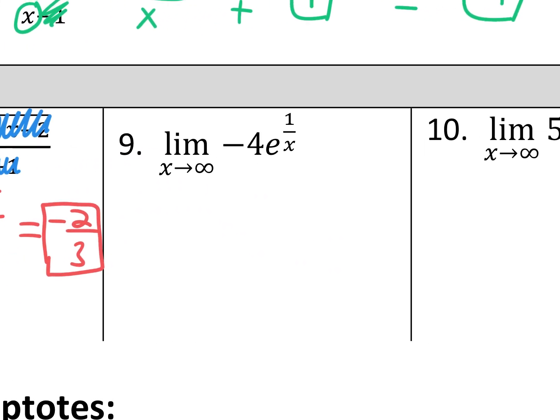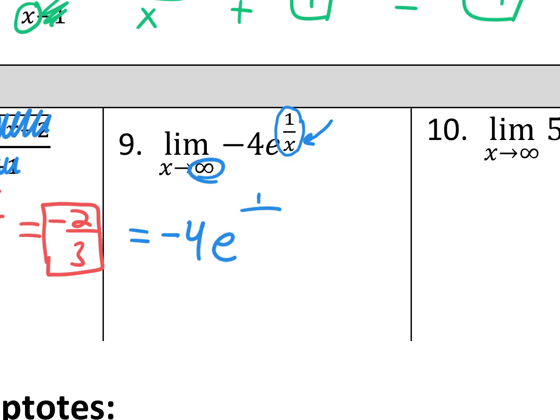All right. Let's look at what happens in number 9. There's nothing super special about this one. This is just a normal as x approaches infinity. But where is x here? Okay, it's in the exponent of e. More specifically, it's in the denominator, right? So this is going to be the same as negative 4e to the 1 over.